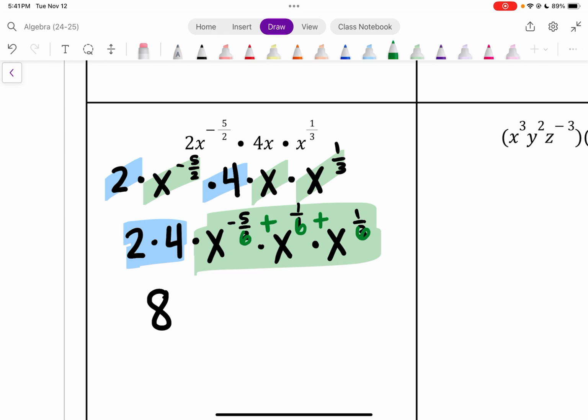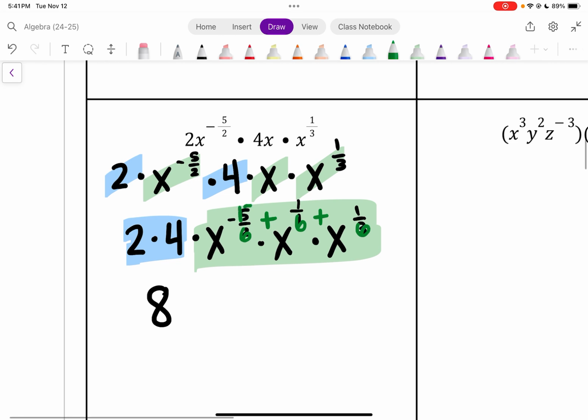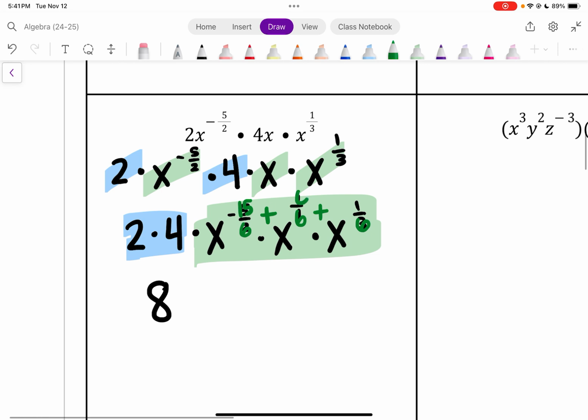So that changes my answer up top to a -15/6, a 6/6, and a 2/6. So now we can just add all of our exponents together. -15 plus 6 plus 2 is technically -7, and I'm going to keep it separated because I'm getting a negative number, so x to the -7/6. Okay, but I am not finished.